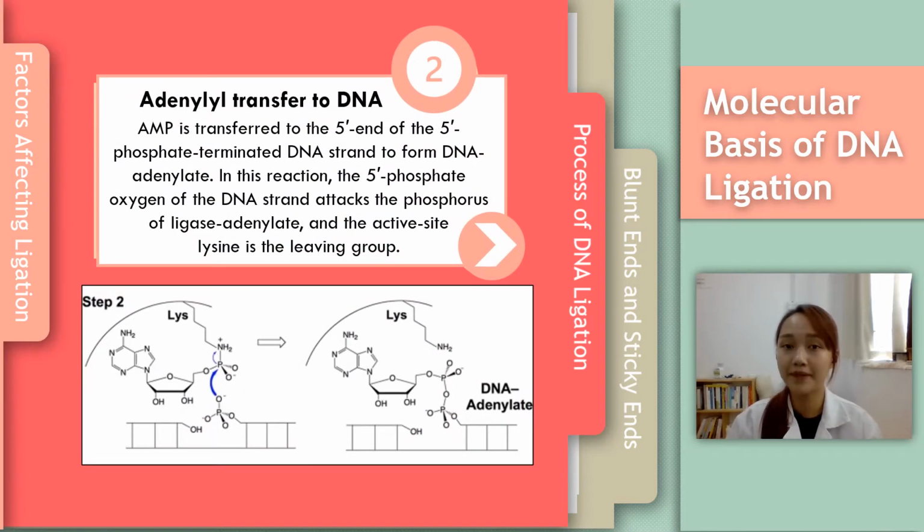So what happens in the second step? The second step is where adenylate is transferred to the DNA, where AMP is transferred to the 5' phosphate terminal of the DNA strand to form DNA adenylate. In this reaction, the 5' phosphate oxygen of the DNA strand attacks the phosphorus of ligase adenylate, and the active site lysine is released from the group.